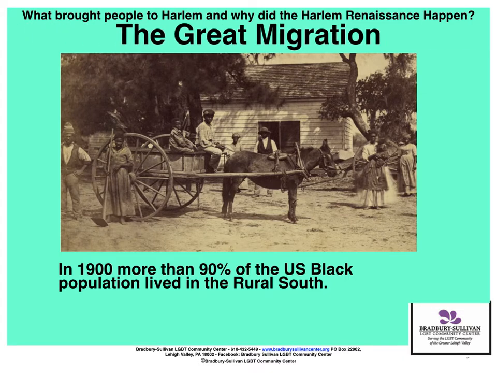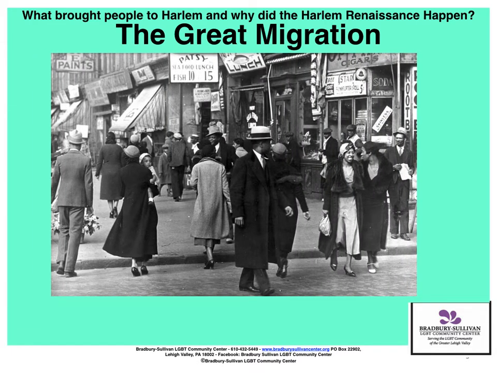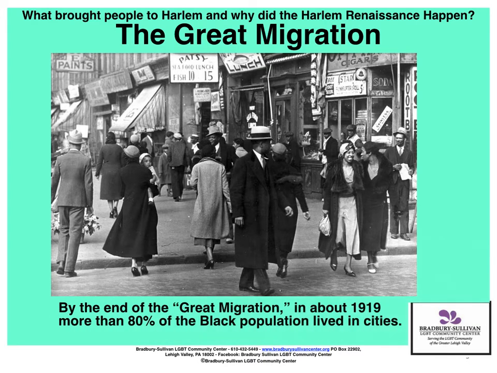So what we experienced was the Great Migration, and Black folks who lived in the South moved to cities in the North. They moved to Chicago and Detroit and Cleveland and Columbus and Buffalo and Boston, and particularly New York City in the Harlem area. So by the end of the Great Migration, in about 1919, less than 20 years, about 80% of the Black population lived in cities.